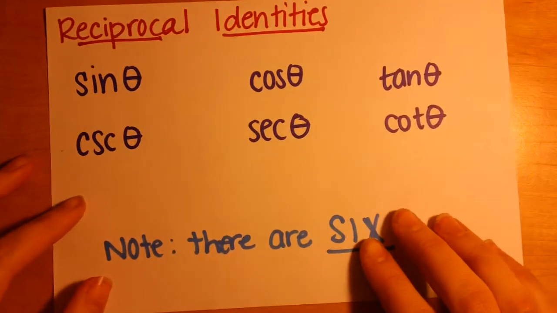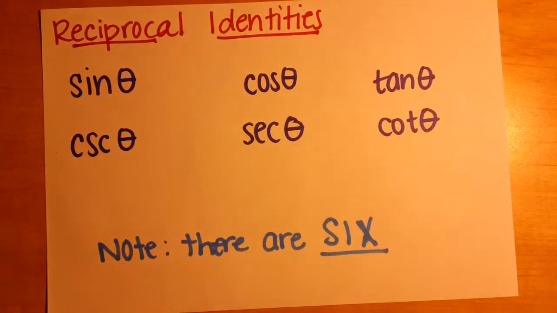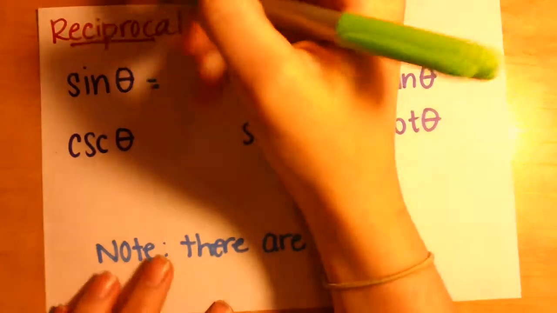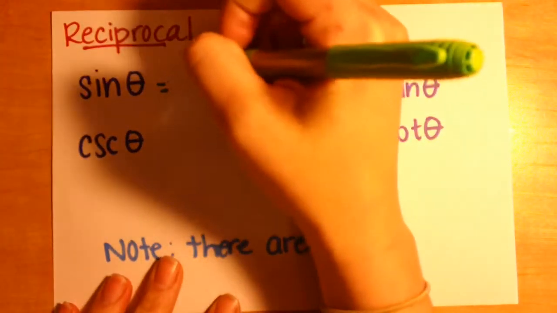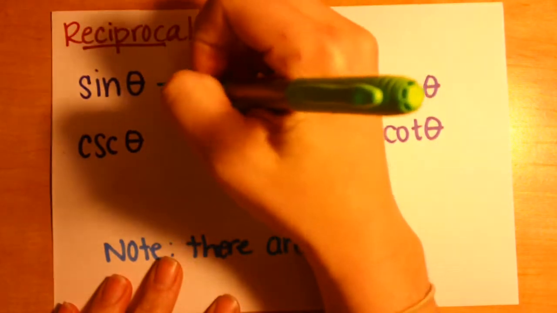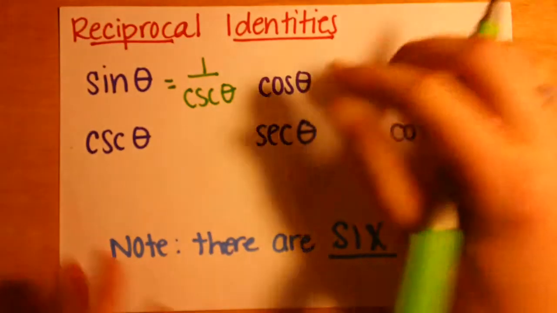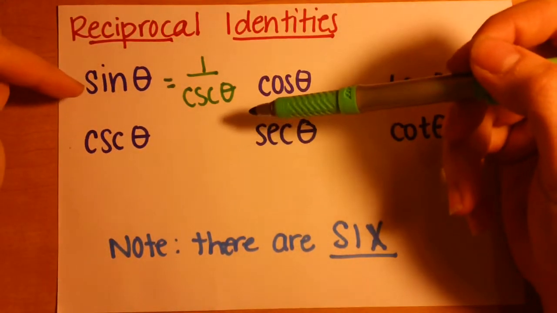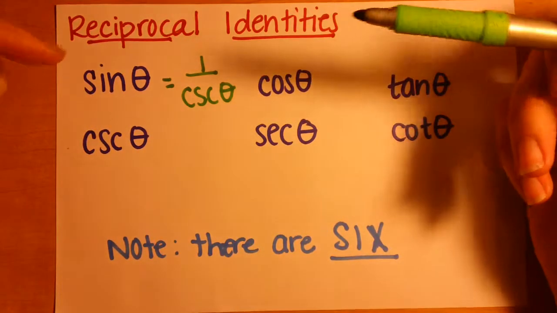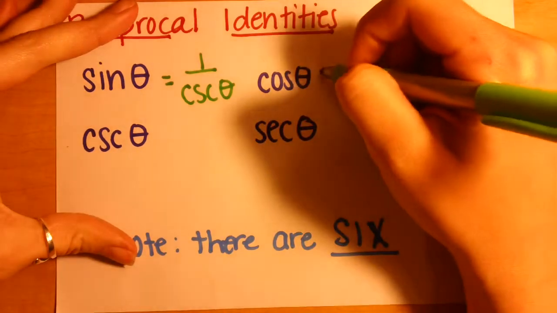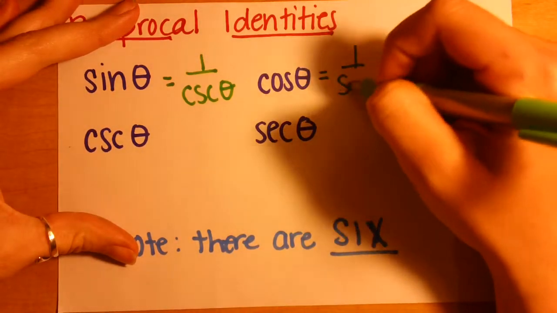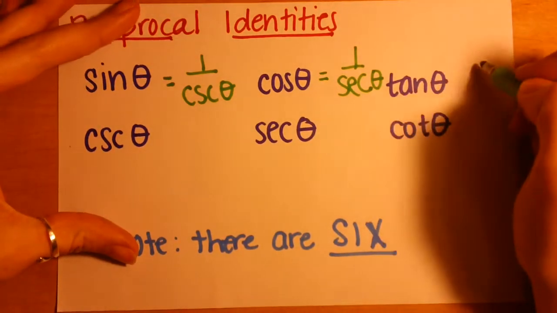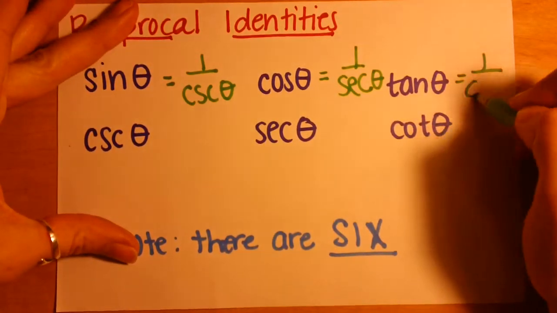So these we've already seen before. Our reciprocal identity of sine is going to be 1 over cosecant. So the reciprocal identity is going to look like this. When we have cosine, cosine is the same as 1 over secant. Tangent is the same as 1 over cotangent.